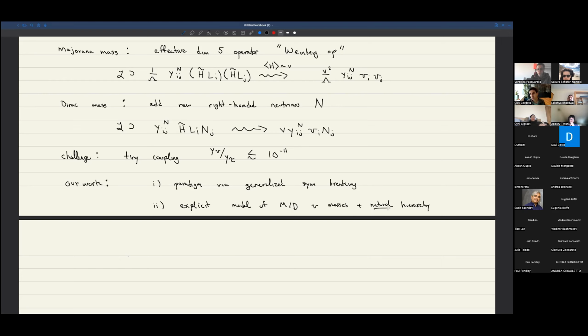And here, this word natural I'm using in the sense of Dirac. So I'm going to write down a model which has only order 1 numbers in it, and then some dynamics will generate this 10 to the minus 11 for me. And so what will these models be, just before setting up the details?